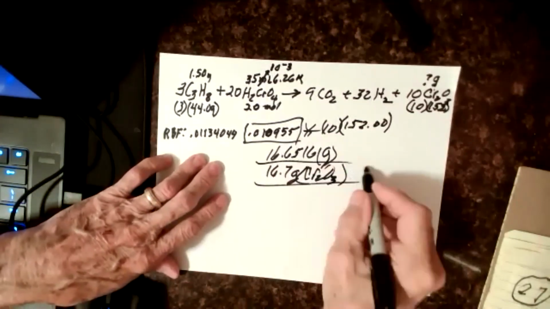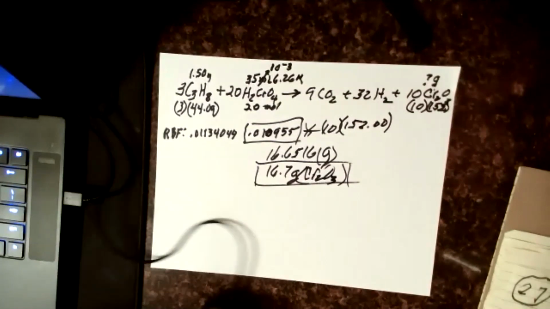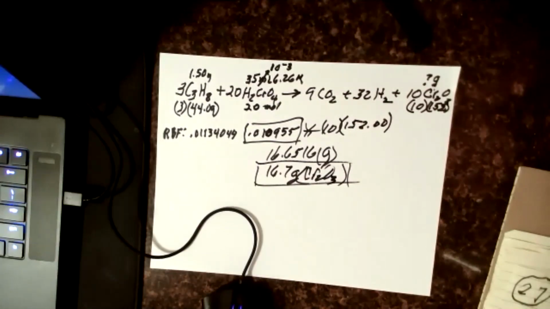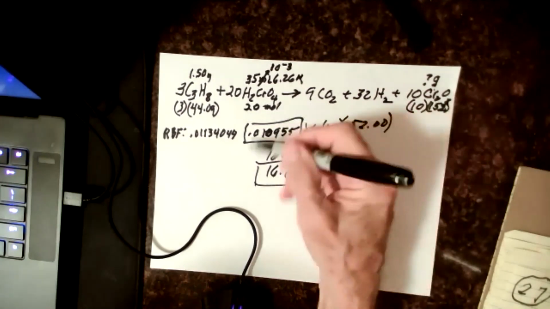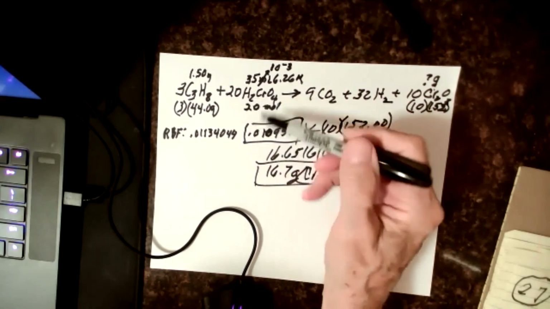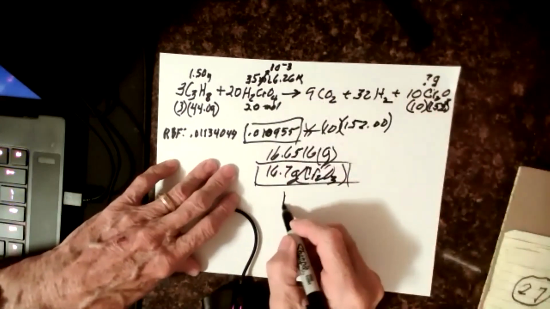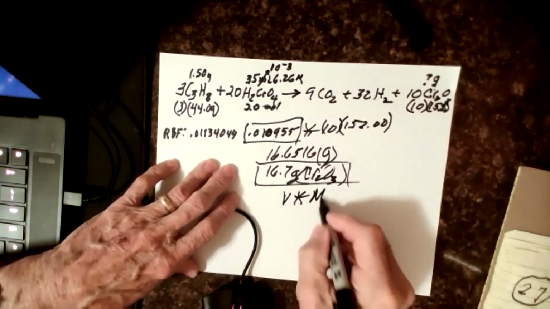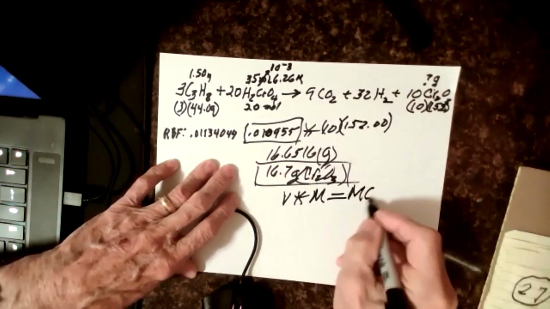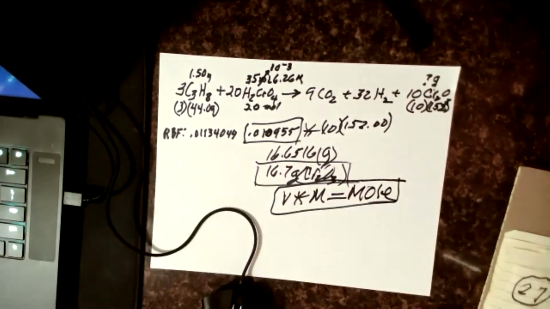Okay. All right. Now, you see how to do the stoichiometry problems. If there's volume and molarity involved, the only thing we're going to do is volume times molarity equals moles. And I'm going to work the problem through in moles.